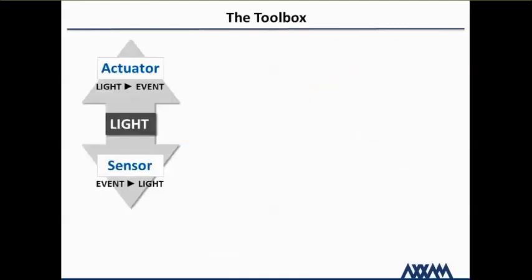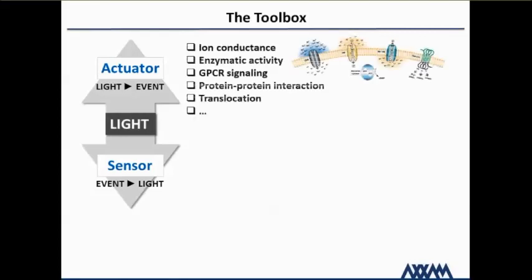Just to give you an overview of which are all the optogenetic tools that can be potentially applied to drug discovery, let me introduce the concepts of light actuator and light sensor. Light actuators are proteins whose activity is induced by light stimulation. For example, we have light-activated ion channels, the so-called Channelrhodopsins. We have light-activated enzymes, G-protein coupled receptors, and also mechanisms of protein-protein interaction or translocations, which can be triggered by a light stimulus.